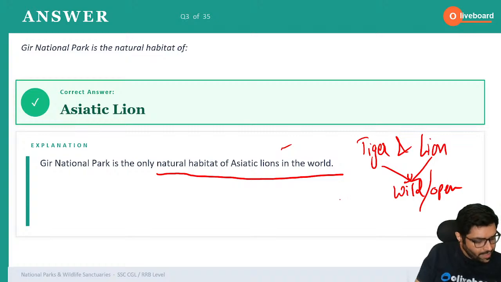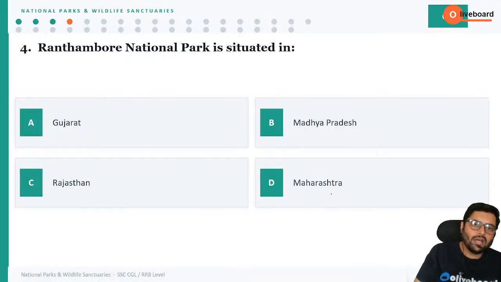Next, any doubts? I hope everything is going good. Correct? Easy, simple. Let us go ahead. Ranthambore National Park is located in, see, location.